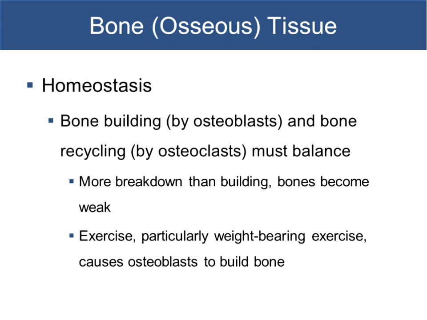So there's a fine balance between bone building and bone breaking. So the bone building by osteoblasts and bone recycling by osteoclasts, there's a nice balance between them. If you have more breakdown than you have building, if you have more crashing than building, then obviously the bone's going to become weak. And things that can cause that are poor diets, malnutrition, and age. It's something that just happens to a lot of people as they get older.